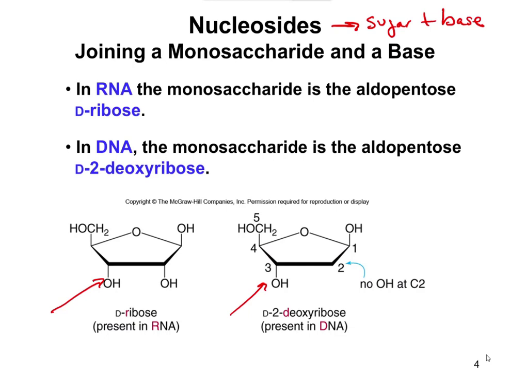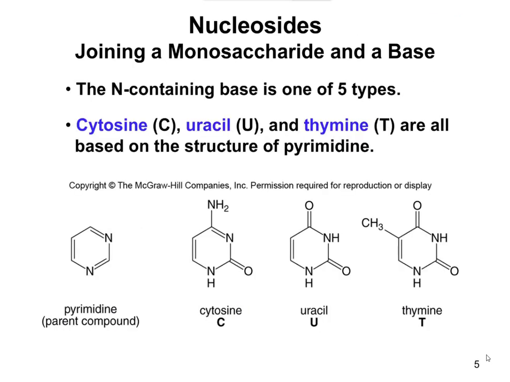2-deoxy means on carbon 2, there is no oxygen, right? Whereas over here in regular ribose, on carbon 2, there is. So that's where deoxyribose, the meaning of the name, comes in. That deoxyribose is going to be what is present in DNA. Right? So for both of these, the sugar is going to be ribose or deoxyribose.